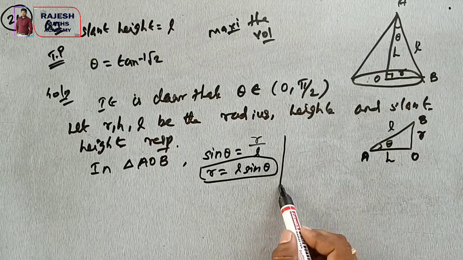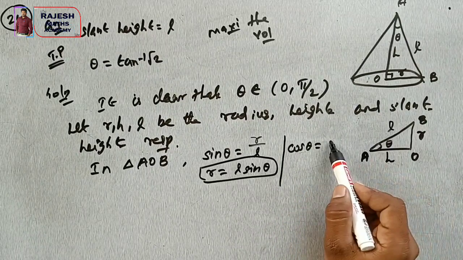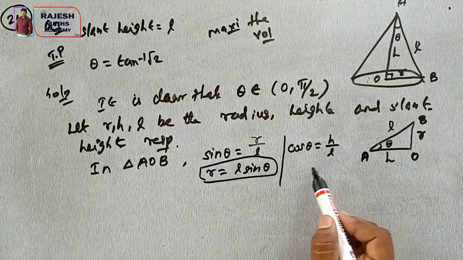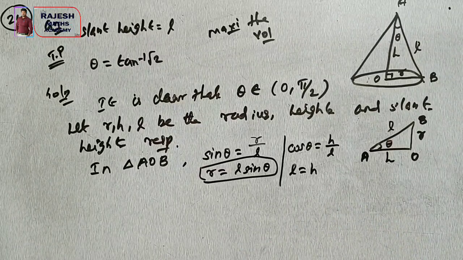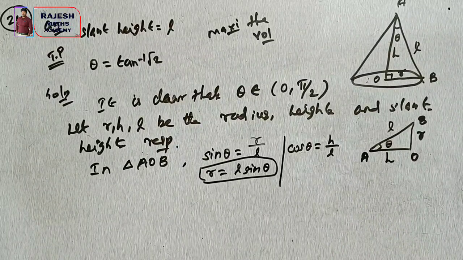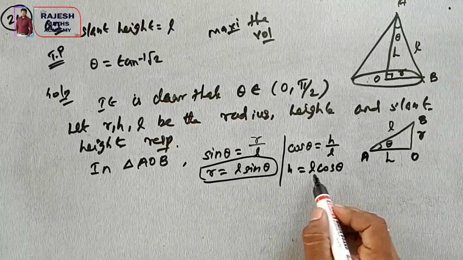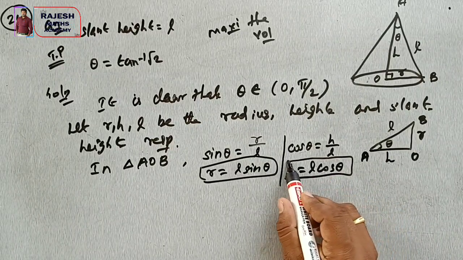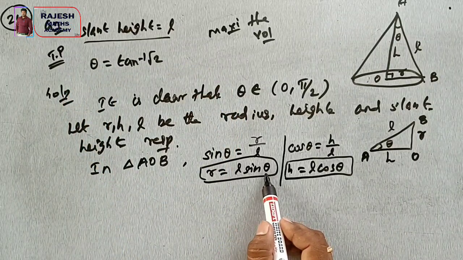Similarly, I can use the cos theta concept. So cos theta equal to adjacent by hypotenuse, so H by L will come. So now what is the value of H? H equal to L into cos theta. Here L is constant because the slant height L is given for us. So theta is the function here.